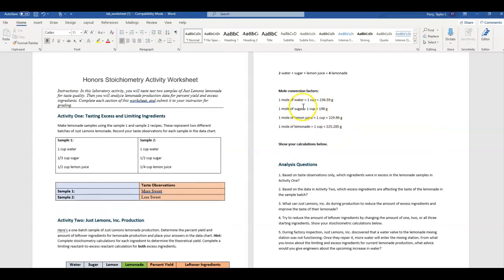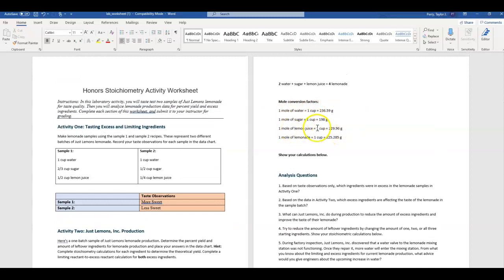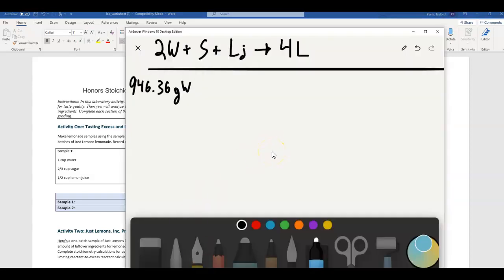What I'm going to do is look at these conversion factors to figure out how much water and sugar I'm going to have. So we're going to start with water. 1 mole of water equals 236.59 grams. I don't even know why they have a cup here. Well, maybe we'll need that later. But yeah, 1 mole of water equals 236.59 grams. I'm going to use that as a conversion factor here.